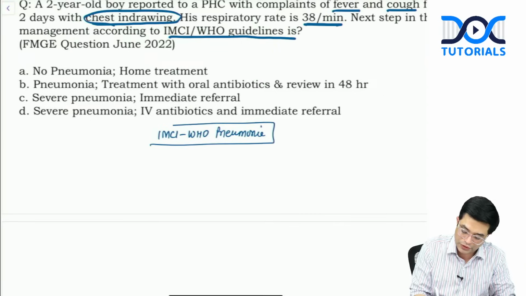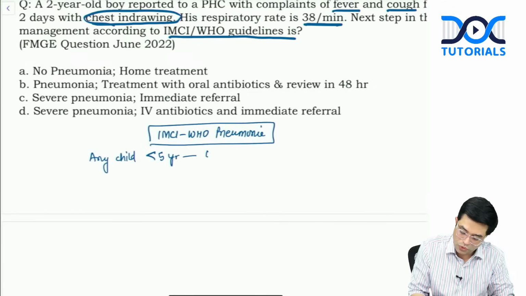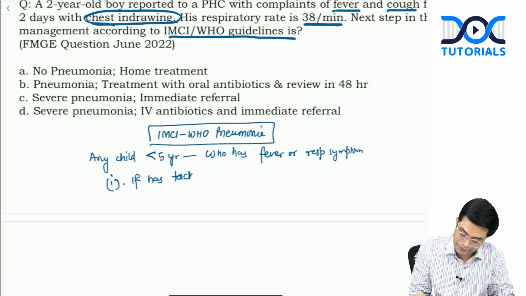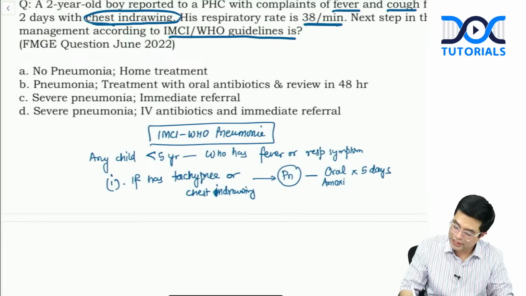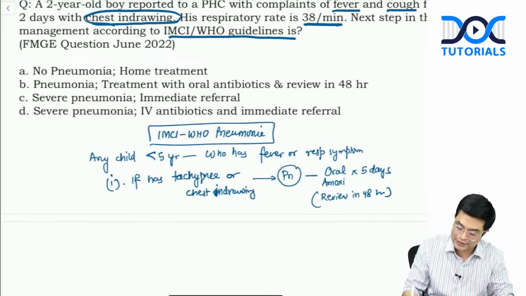the IMCI WHO pneumonia. It says any child below 5 years of age who has fever or respiratory symptom like cough, right? If has tachypnea और chest indrawing, दोनों में से कोई भी एक या दोनों, tachypnea और chest indrawing, the label is pneumonia. In these patients, you will start oral amoxicillin, that is oral amoxi will be given for 5 days, and every child started on oral amoxicillin, you will review in 48 hours. So diagnosis will be simple pneumonia.